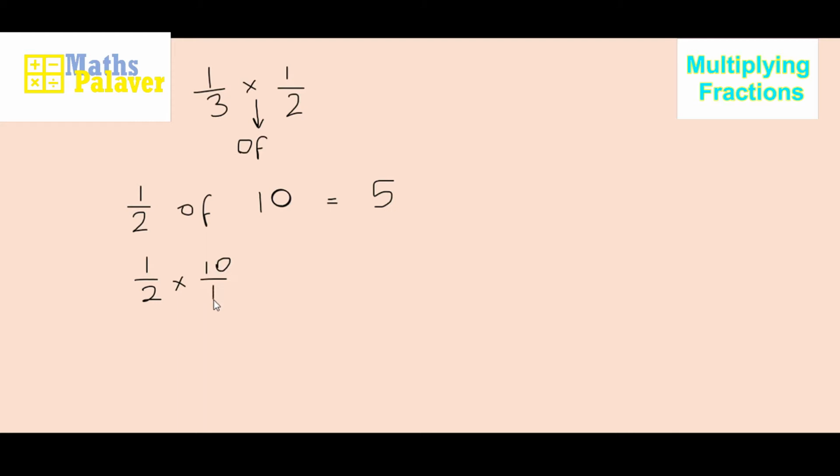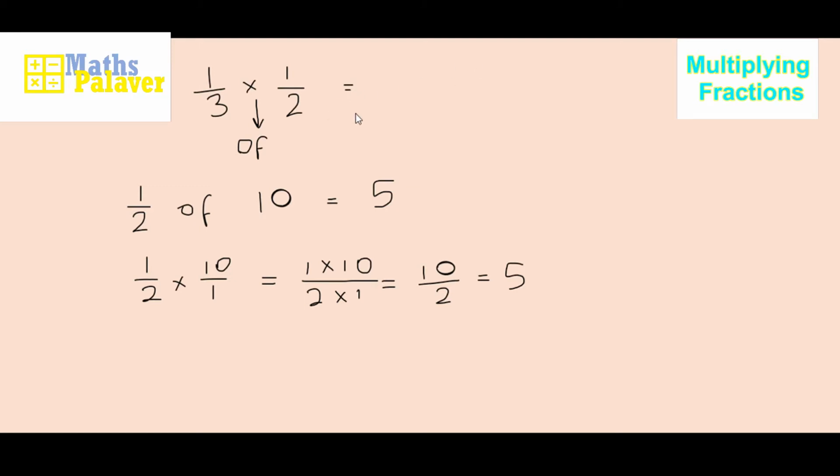I'll put the over 1 there. 10 is the same as 10 over 1. Multiply the top numbers, multiply the bottom numbers. That's 10 over 2. And simplify when you can. 10 divided by 2 is just 5. You've got the same answer because the times sign is the same as "of". And you just times the top numbers and times the bottom numbers and simplify when you can.